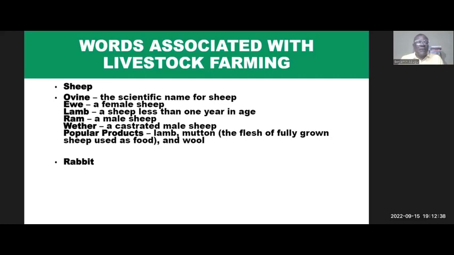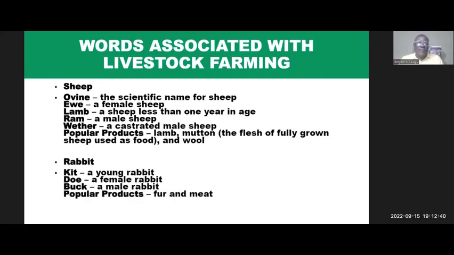Then the rabbits, okay? Now, kit is a young rabbit, doe is a female rabbit, buck is a male rabbit. Then the popular products will be the fur, which is from the hares, and then the meat, okay?